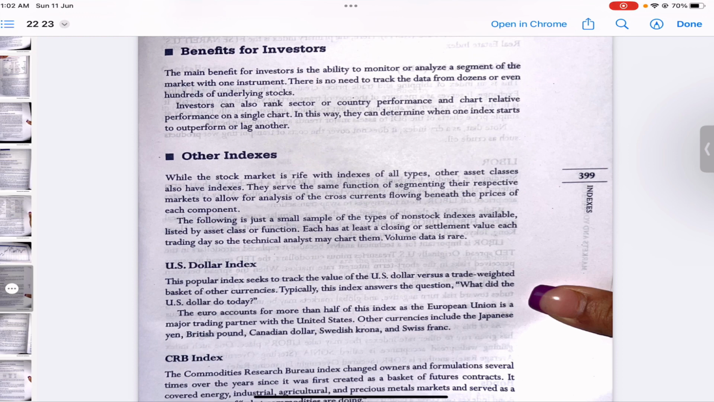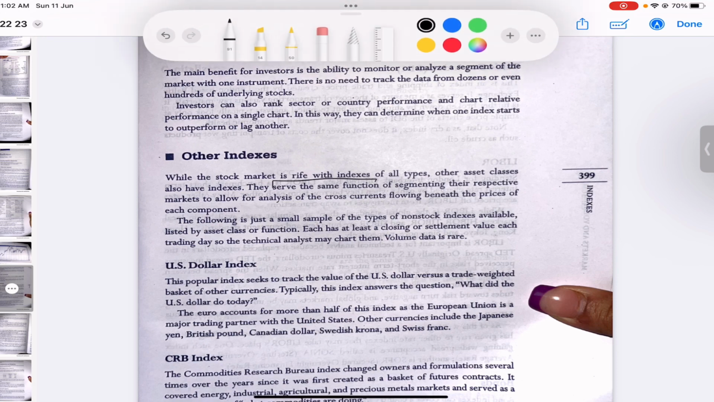So while the stock market is rife with indexes of all types, other asset classes also have indexes. The following is just a small sample of non-stock indexes available. Okay, so these are my other indexes. Until now we have been discussing the equities or the stocks, right? We've been discussing various types of indices which include various forms of equities. But there are other types of indices as well.